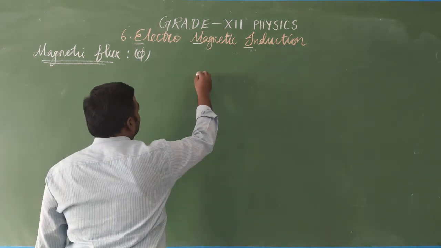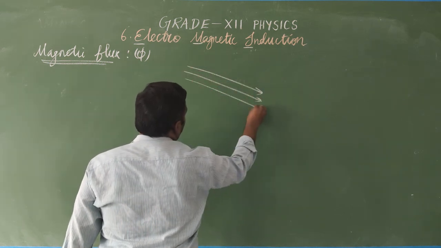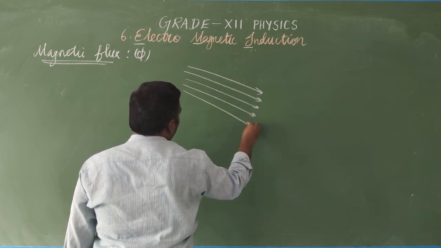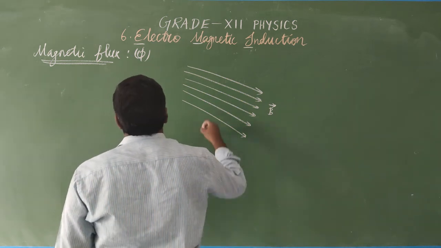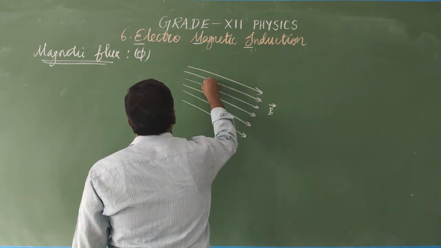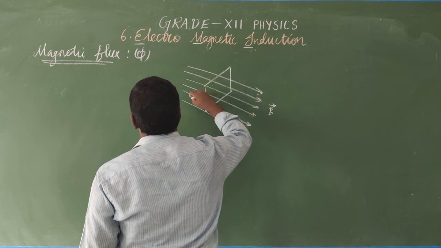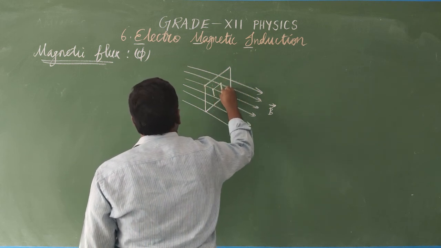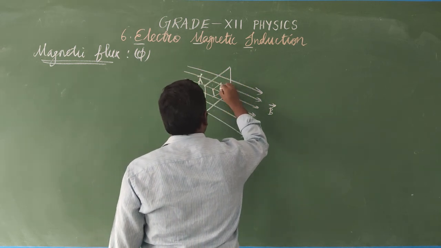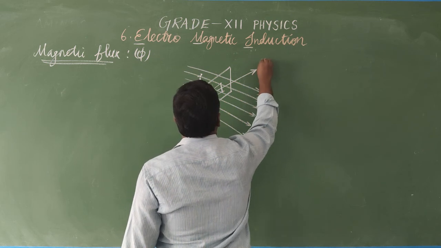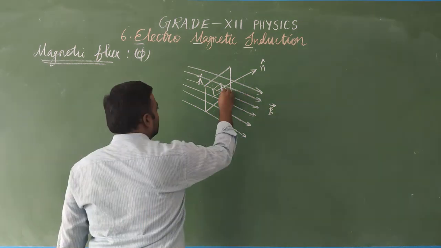Suppose you assume this is the magnetic field, this is the direction of the external magnetic field. Magnetic field is a vector quantity. In this magnetic field, in the direction of the magnetic field line, an area is placed. So this is the area, a current carrying conductor. This area is also a vector quantity, and a normal vector is drawn perpendicular to this area, which makes an angle theta.